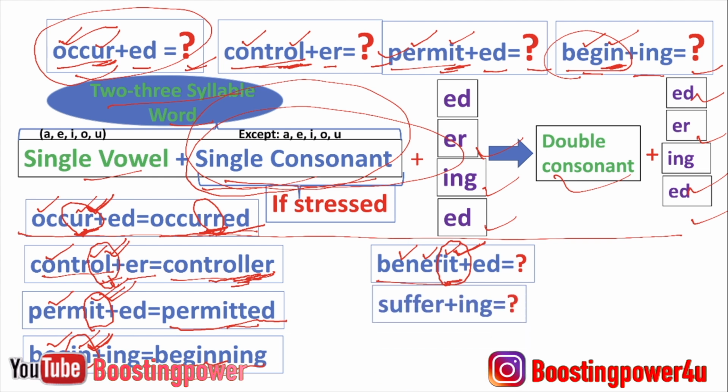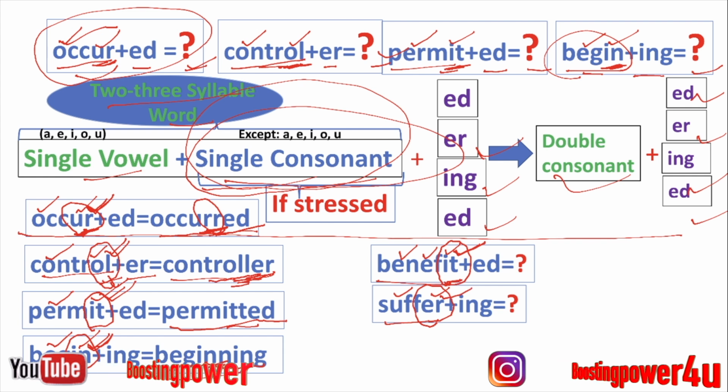I'll give you one more word, suffer. Here, let's see how many vowel sounds there are: one here and one here, and this word also ends with a single vowel and single consonant. But in this word, the last consonant, that is R, is not stressed.